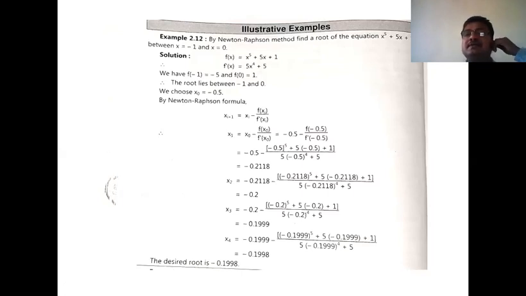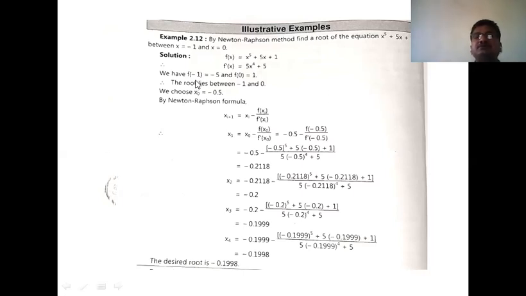This is an algebraic equation, x raised to 5 plus 5x plus 1 is equal to 0. This equation is of degree 5, because its highest power is 5. That's why this equation has a total of 5 roots, and we have to find just one approximate root of this equation. Some roots lie between 0 and 1, some between 1 and 2, some between 2 and 3. Sometimes the root lies on the left side of 0, like between -1 and 0.